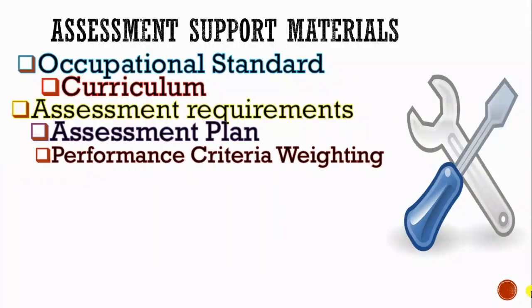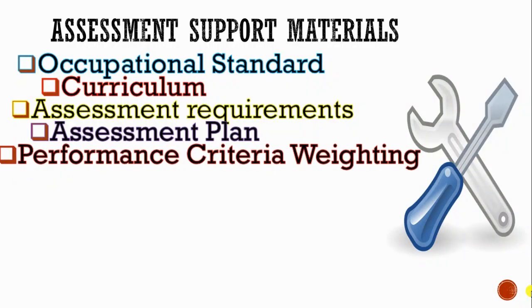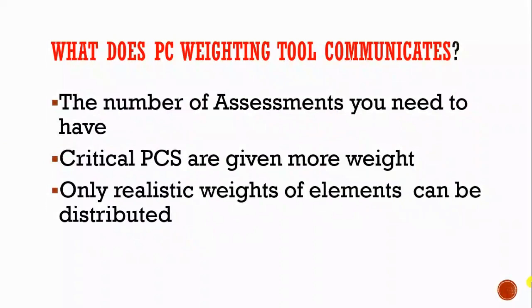In a previous video, we started looking at the performance criteria weighting tool, and we addressed what that tool is all about. We also talked about the importance of ranking different performance criteria of an element. We went further and looked at different factors that you need to consider during ranking of performance criteria. And today, in part two of our tutorial, I want us to focus on the same tool and dive into how we populate it using those factors that we talked about in part one.